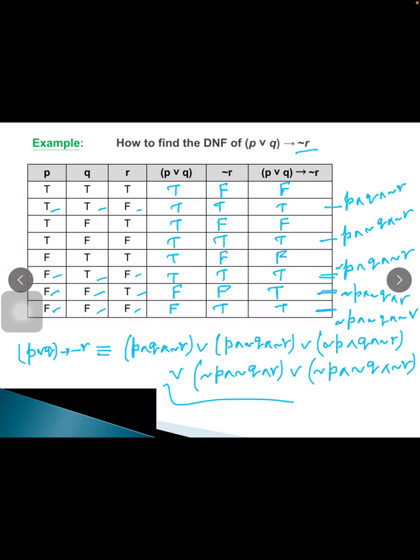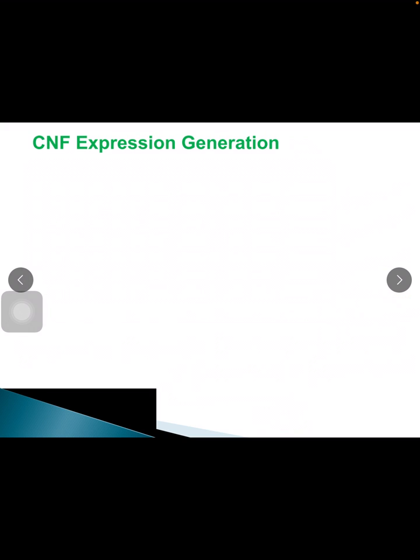So this is called the DNF. Clearly, you have to find your DNF from the truth table like that. Now come to the CNF. How do we find the CNF by the truth table?